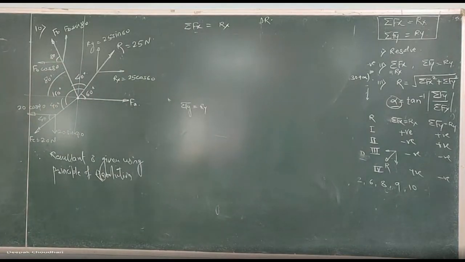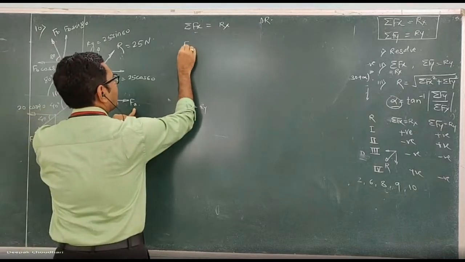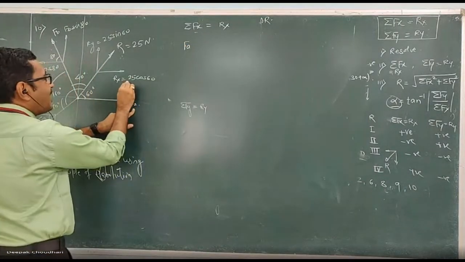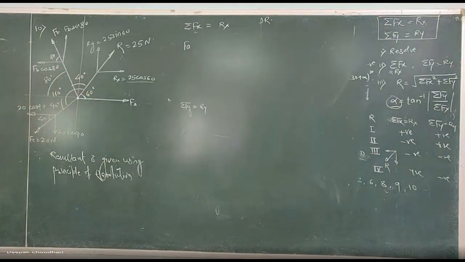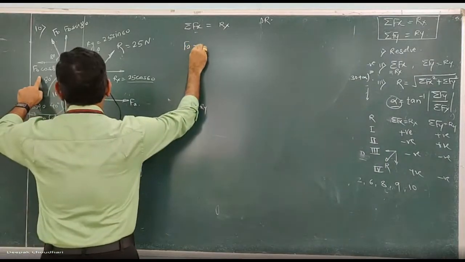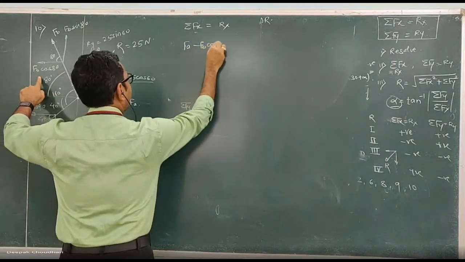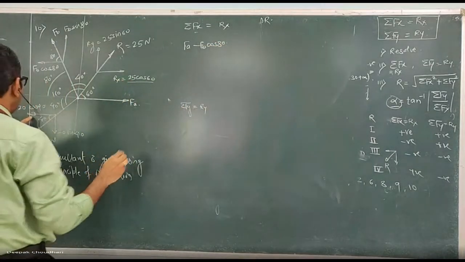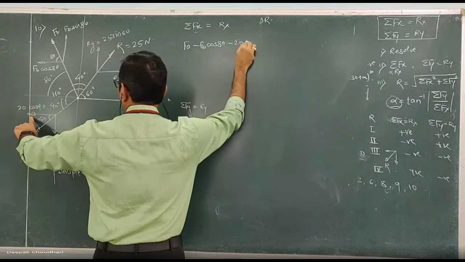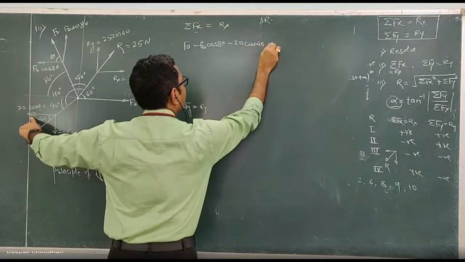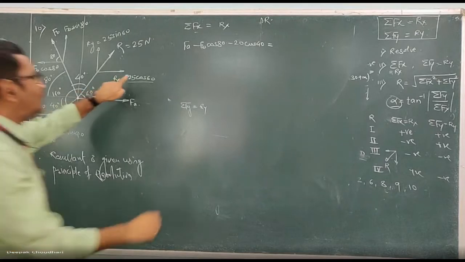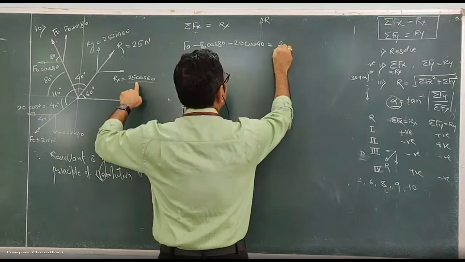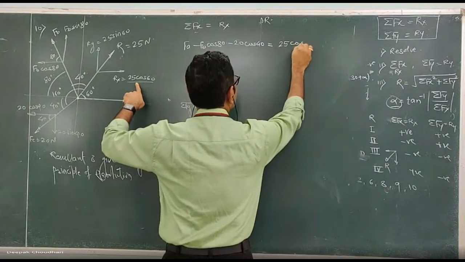Okay. Now summation of Fx, so it is Fa. Don't add the component of resultant with this Fx. Clear? Number of times I am telling this. So Fa minus FB cos 80 minus 20 cos 40 equal to, I have considered x component of all the three forces, equal to Rx, which is towards right, so it is positive. It is 25 cos 60.